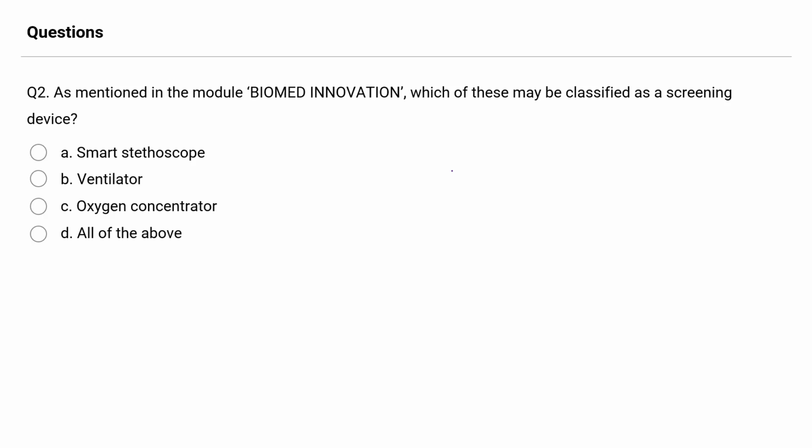So let's go to the second question. As mentioned in the module Biomed Innovation, which of these may be classified as a screening device? Is it the smart stethoscope, the ventilator, the oxygen concentrator, or all of the above? तो आपको बताना है कि स्क्रीनिंग डिवाइस क्या है इनमें से. Which of them are the screening device?